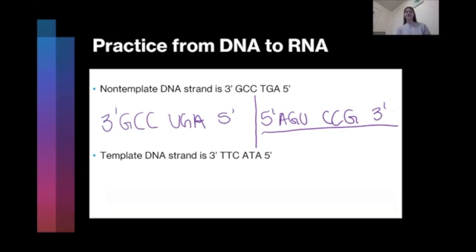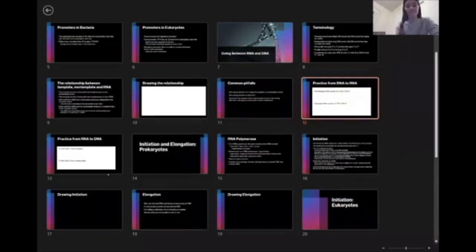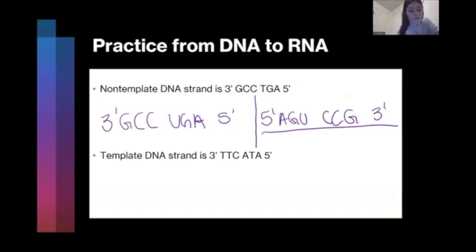Now let's do our template strand. I tell you the template strand is 3' TTC ATA 5'. So is this non-template or template? Template. Is the template anti-parallel or parallel to your mRNA? It's anti-parallel. So if my template is 3 to 5 from left to right, my mRNA would be 5 to 3 from left to right. So I'm going to write 5' and 3'.